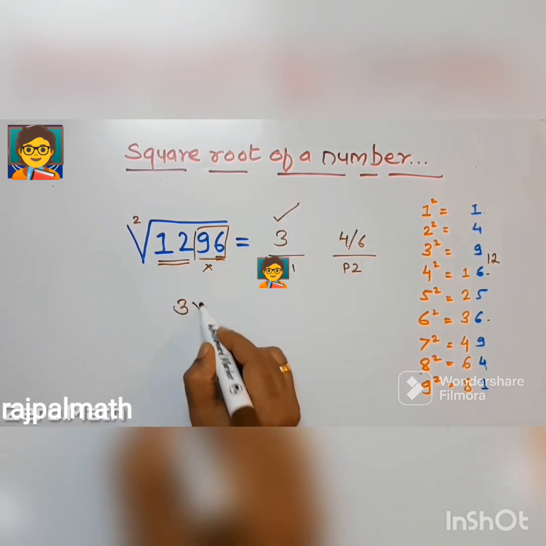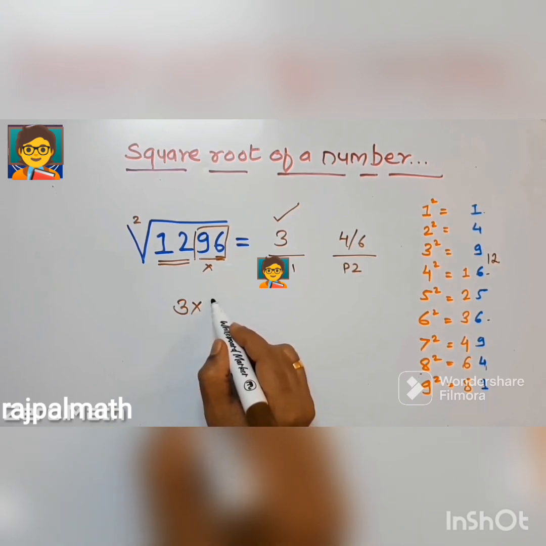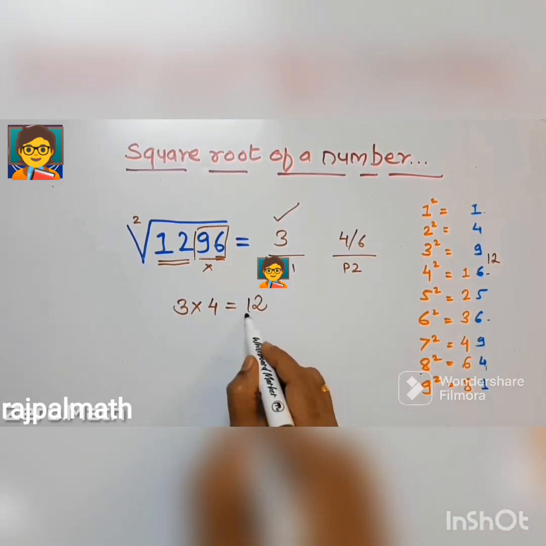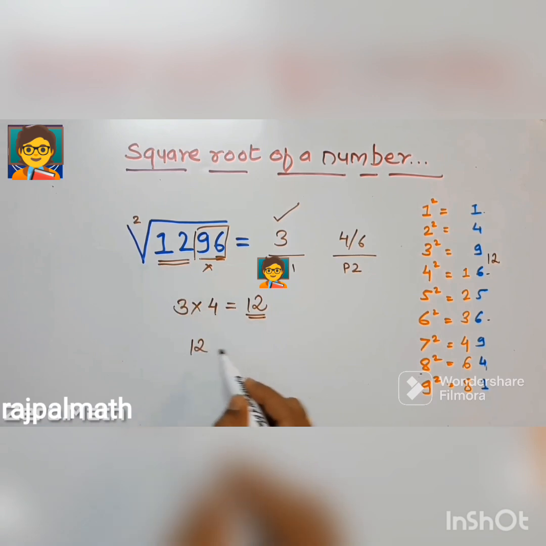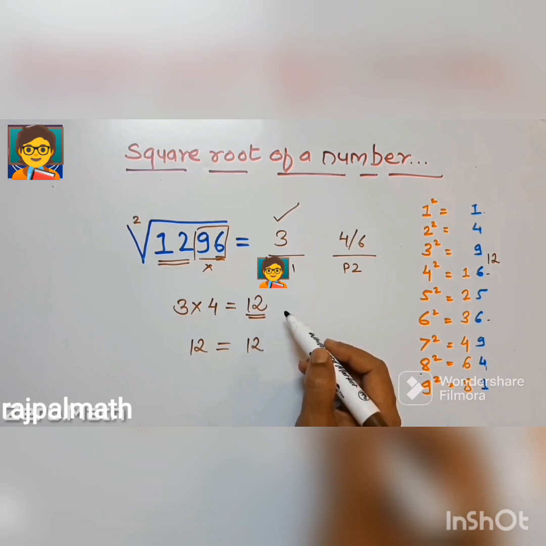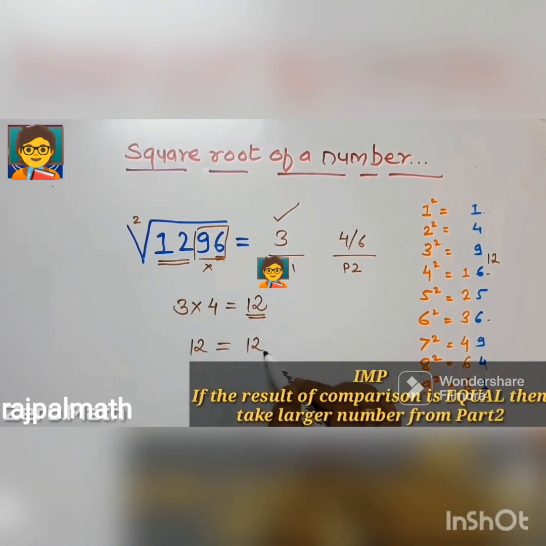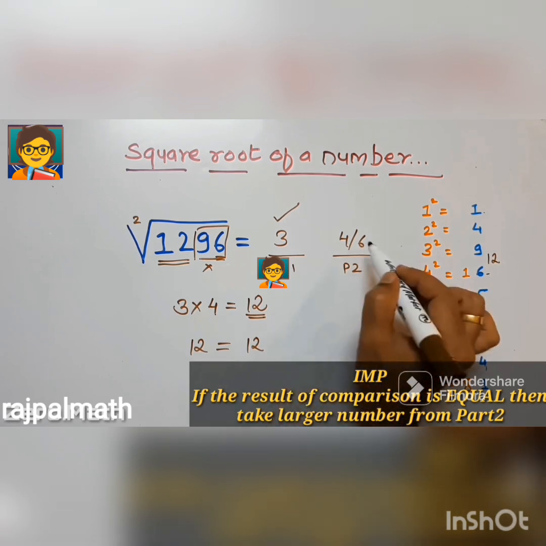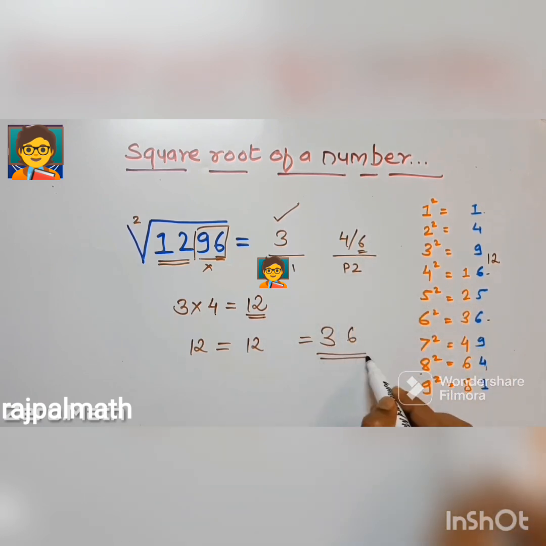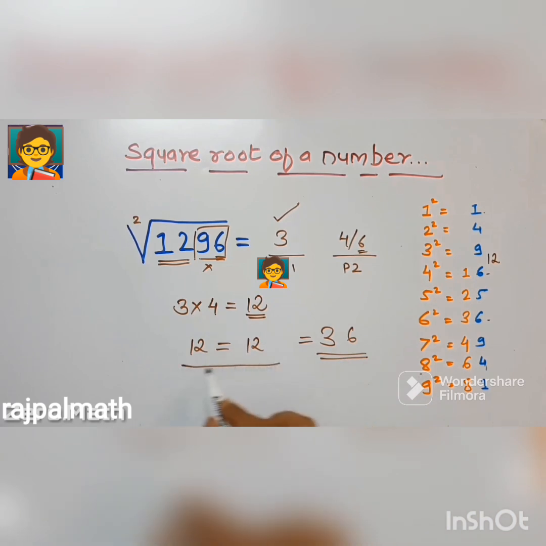To find out part 2, let's multiply this 3 by its next consecutive digit, which is 4. So 3 into 4 is 12. Now let's compare this 12 with this 12. So 12 is equal to 12. Whenever such a situation arises where both these numbers are equal, we are going to take the largest digit, which is 6. So my answer here becomes 3 and 6, 36. The thing to remember is when we are comparing, if both numbers are equal, then take the larger digit.